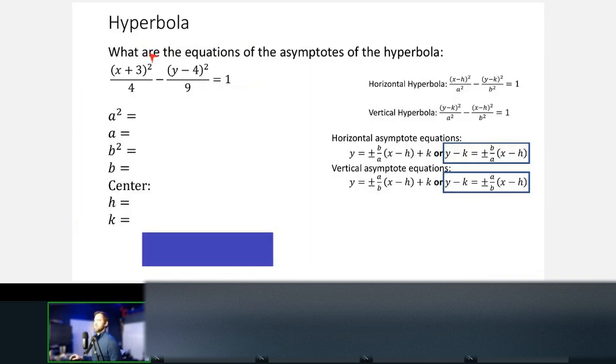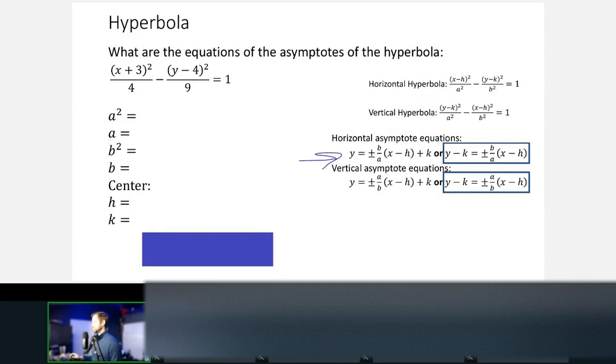Okay, this problem, hyperbola. What is the equation of the asymptotes of the hyperbola? Well, I give you this nice little cheat sheet over here about vertical and horizontal hyperbolas. I'm looking at this hyperbola. Is this one vertical or horizontal? Yeah, it's horizontal because the x stuff is first. So we're definitely going to use the horizontal stuff.